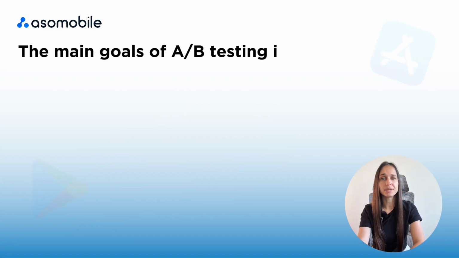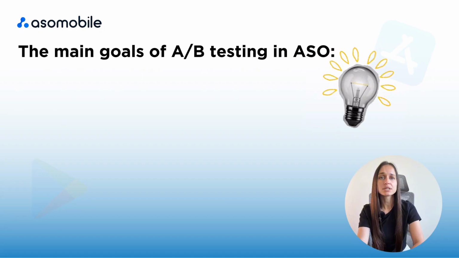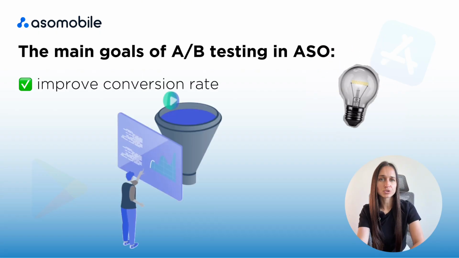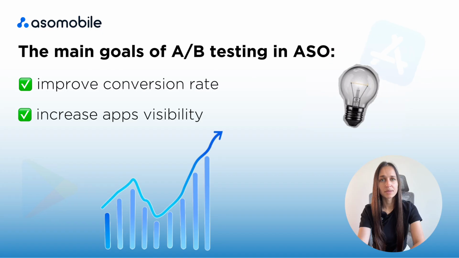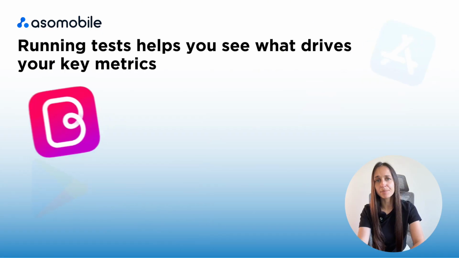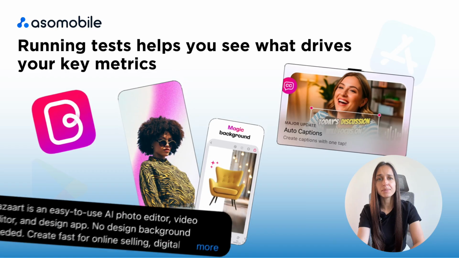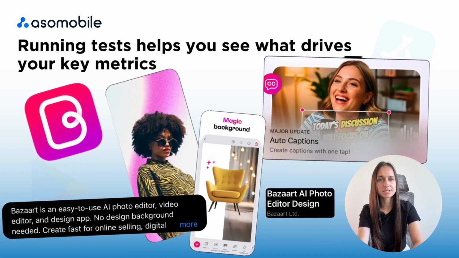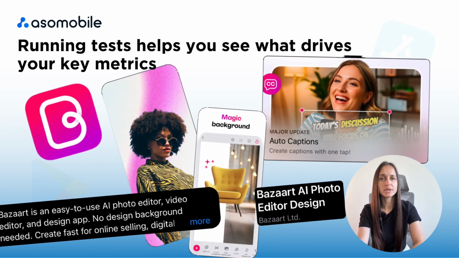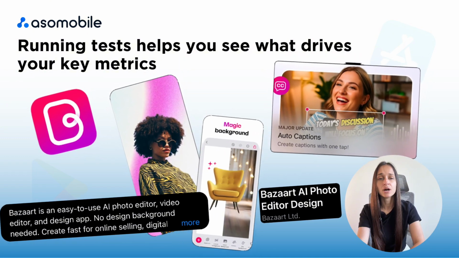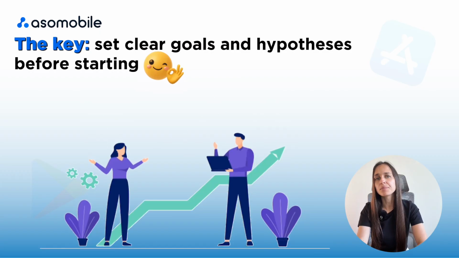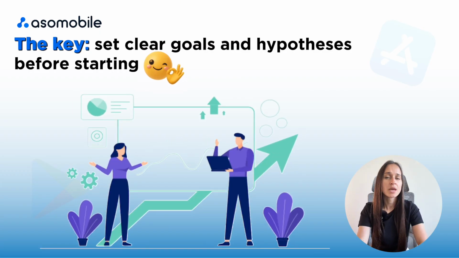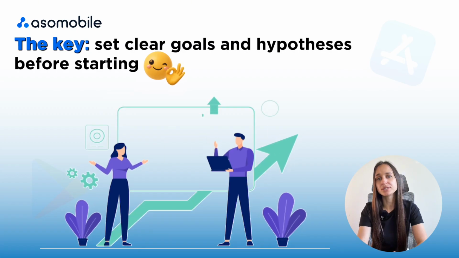The main goals of A/B testing in ASO are pretty straightforward. Improve your conversion rate, meaning how many people actually install the app. Increase your app's visibility in the store. By running experiments step by step, you can figure out which elements have the biggest impact on your metrics. For example, icons, screenshots, video preview, app title, subtitle, or short description. But here is the key: you need to set clear goals and hypotheses before you even start the test. Without that, your results might be hard to interpret.